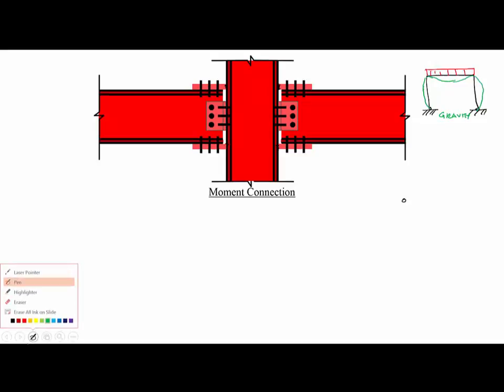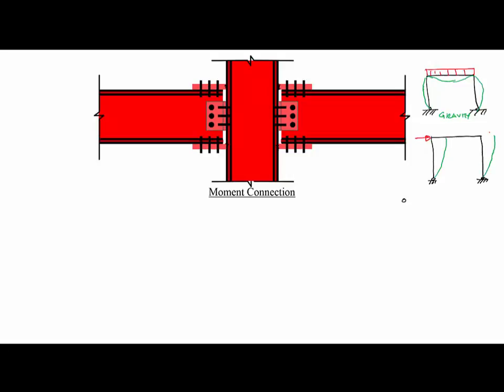Now, under lateral load, this frame is going to bend like this, which again is stable. Then for lateral load it is also stable. Then both gravity load and lateral load can be resisted by the moment frame.